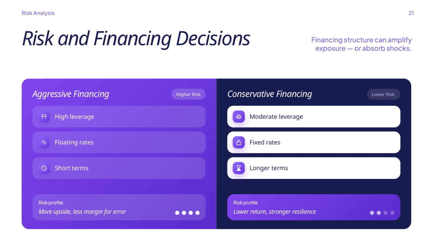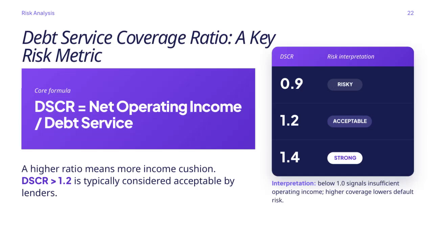Let's talk about the debt service coverage ratio, or DSCR, which is a crucial risk metric used by lenders. The DSCR is calculated by dividing the net operating income by the debt service. Essentially, it shows how well an entity can cover its debt obligations with its operating income. A higher DSCR indicates a bigger cushion of income to cover debt payments, which reduces the risk for lenders. Typically, a DSCR greater than 1.2 is considered acceptable, meaning the business generates enough income to comfortably cover its debt.